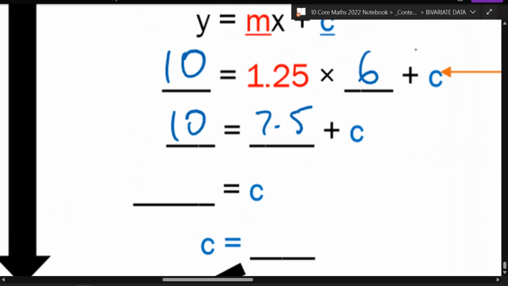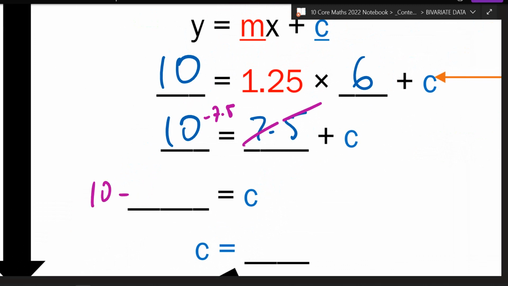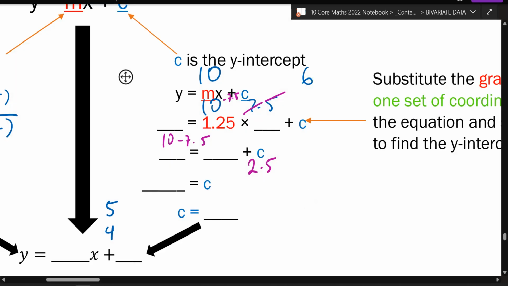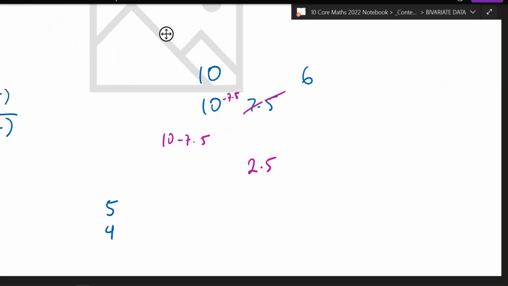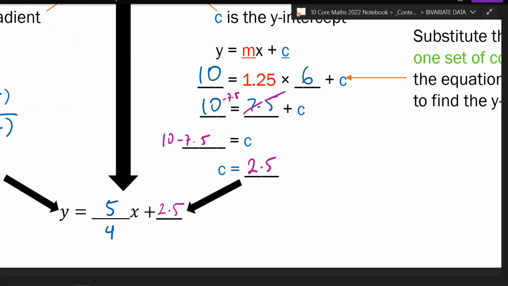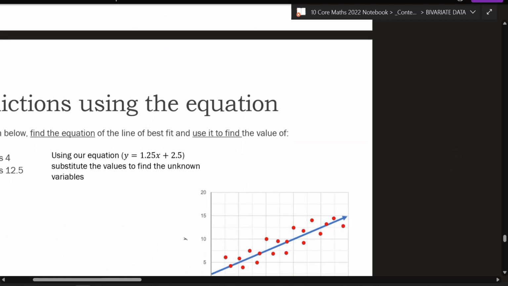So if I want to find c, what am I doing here, guys? Good, take away. So it's going to be 10 take away 7.5, which equals 2.5. So our y-intercept is 2.5. Okay. There's our formula: y equals 5 over 4 x plus 2.5. So there's my rule.